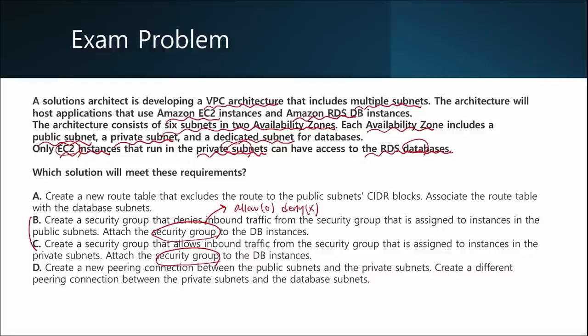From that perspective, option C says that the security group follows inbound traffic. It says to create a security group that allows inbound traffic from the private subnet and attach it to a DB instance. Then you can create the security group and attach it to the RDS database. So the correct answer would be C. When accessing instances like this, you should first think about security groups.